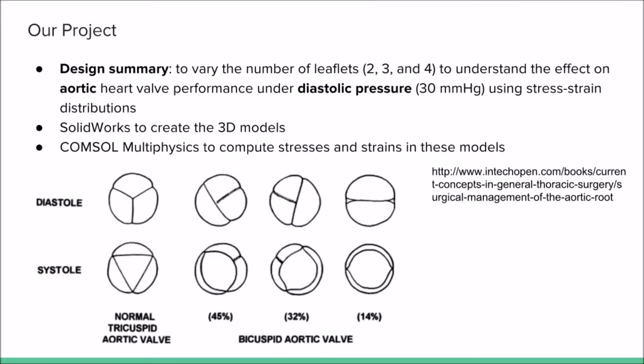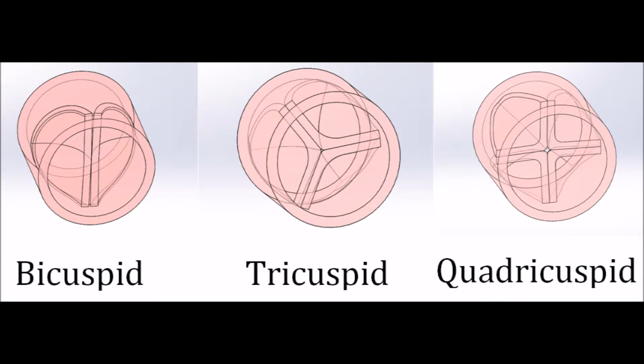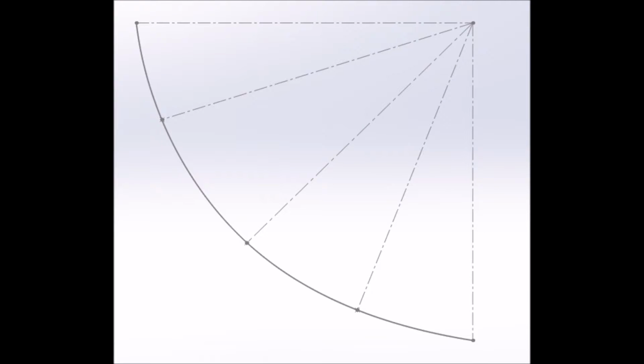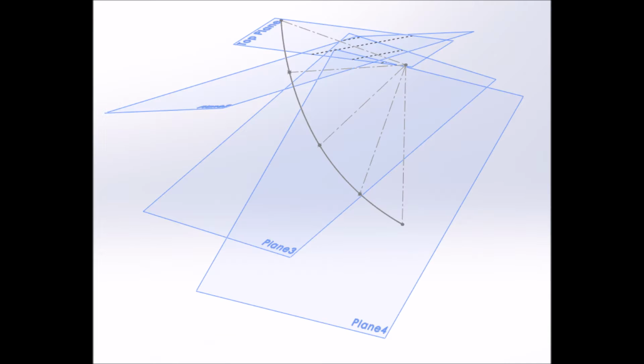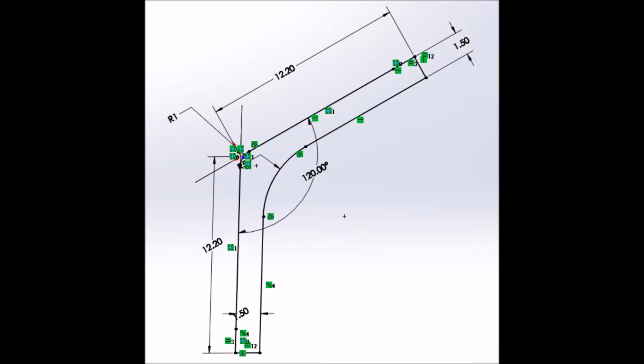Our project investigates how varying the number of leaflets affects aortic heart valve performance under diastolic pressure by 3D modeling and simulation. A computer model for each heart valve was generated in SolidWorks before importing into COMSOL. First, a guide curve, roughly cup-shaped to mimic leaflet curvature, was created. Planes were then generated along the guide curve before boomerang shapes were sketched in each plane. These shapes incorporated some values from literature.